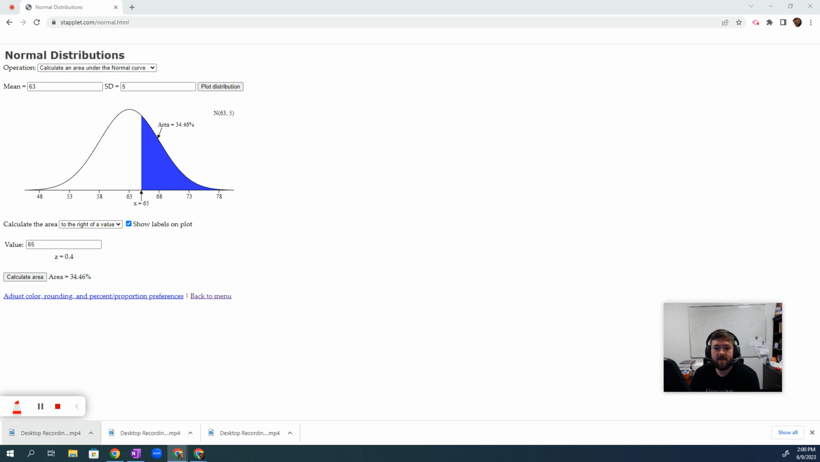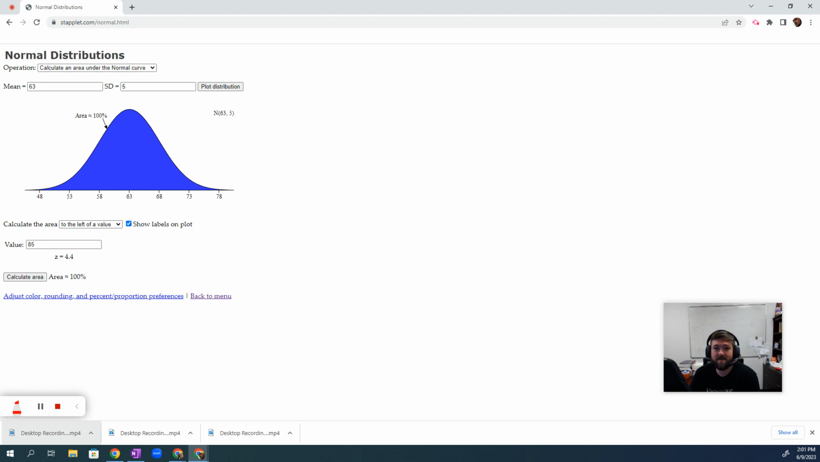B. Find the probability that a randomly selected student scored less than an 85. Less than is going up to the left from 0 to 85. So we went to the left of a value, 85. That one is all the way, right? Look, we have a z-score of 4.4. It's way out there.